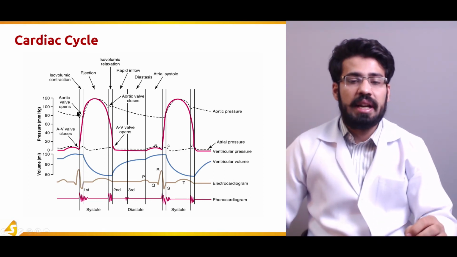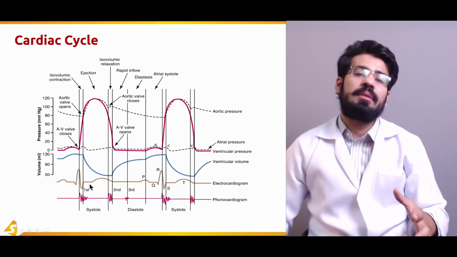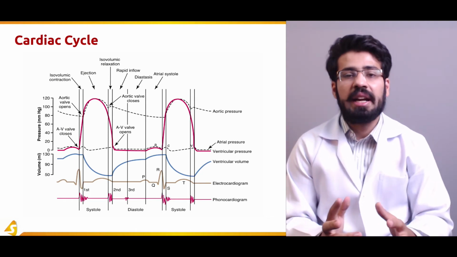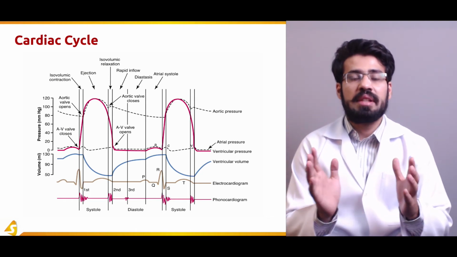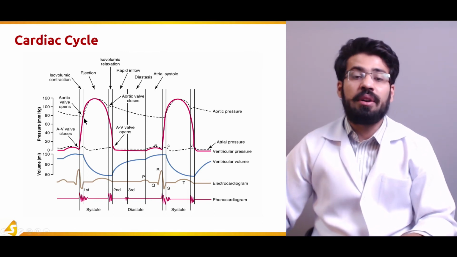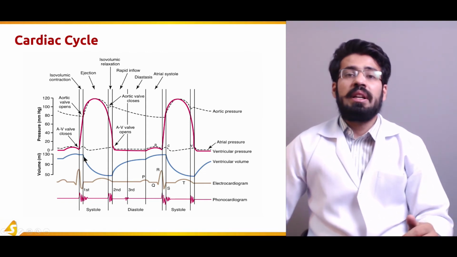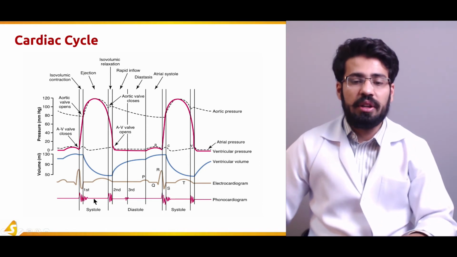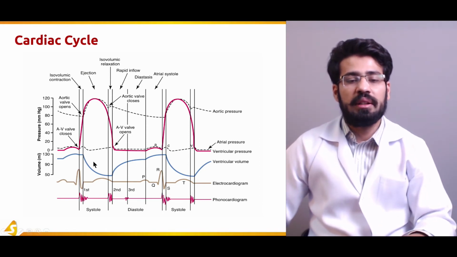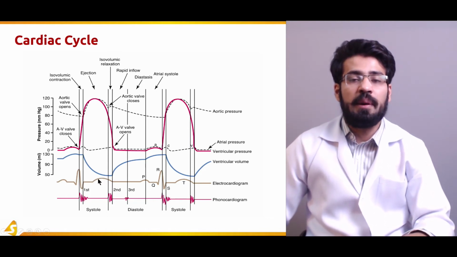This phase is known as the ejection phase. Ejection means that the ventricles have contracted and the blood has been ejected from the ventricles. Because the blood has been ejected, the ventricles will contain less blood, so the volume of the blood present in the ventricle will decrease. This is due to the ventricular systole, as shown by the T peak.